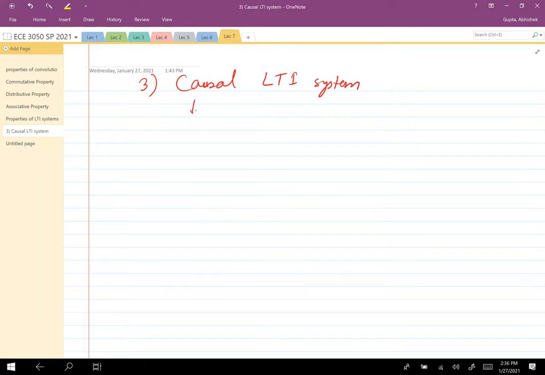So the causal systems, if you recall from the definition, are non-anticipative. Okay, it doesn't anticipate what the input is going to look like. So now let's look at it.